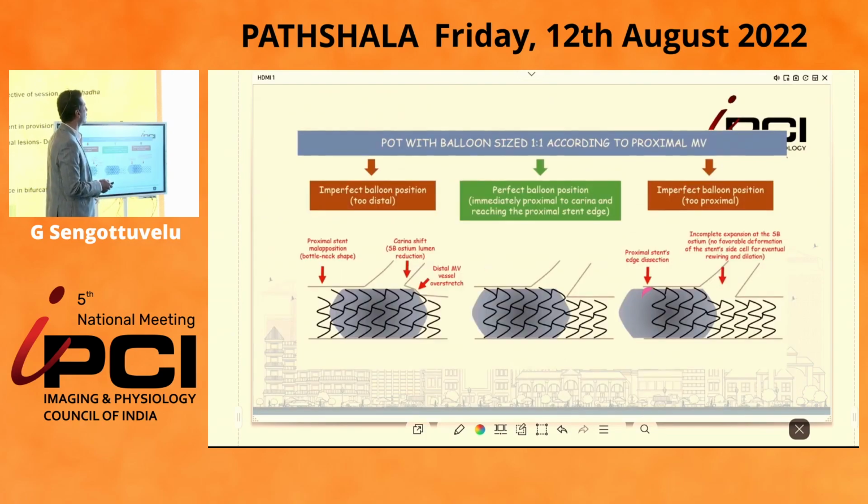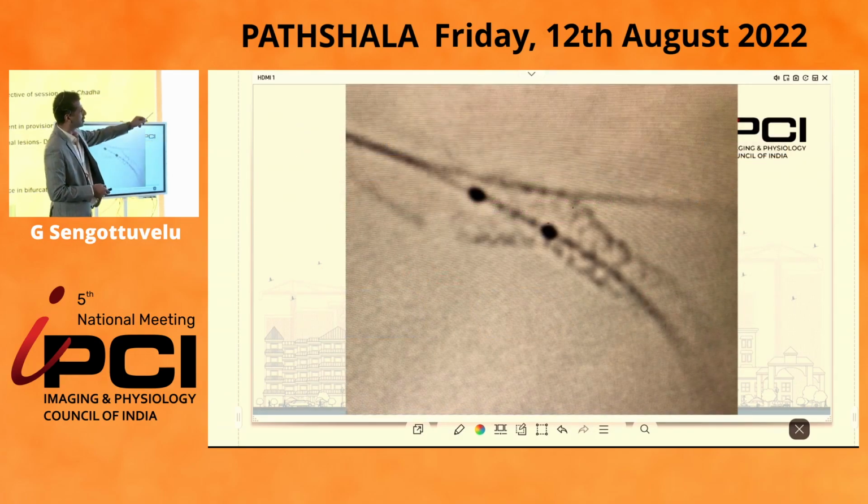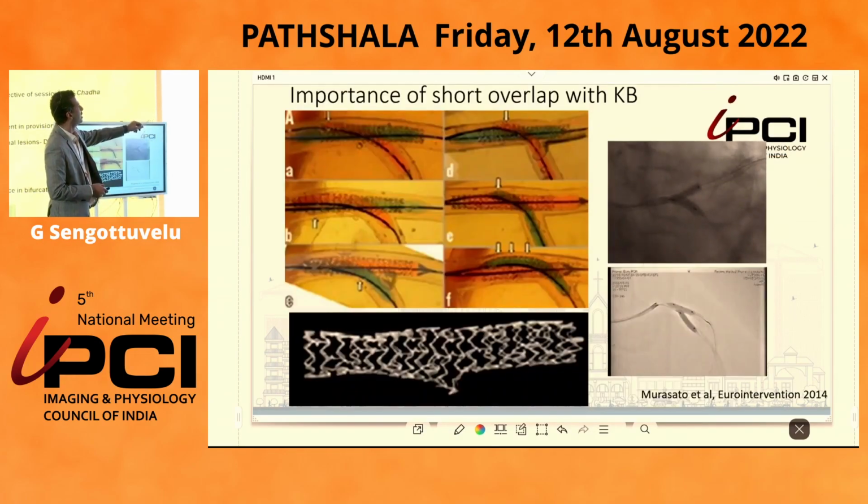So that's important, and I don't have to emphasize much the importance of positioning the POT balloon exactly at the level of the carina to achieve good results. Otherwise, it will distort the carina. You can also use stent boost and imaging. I think the other important thing to remember is that short overlap with kissing balloon is important.